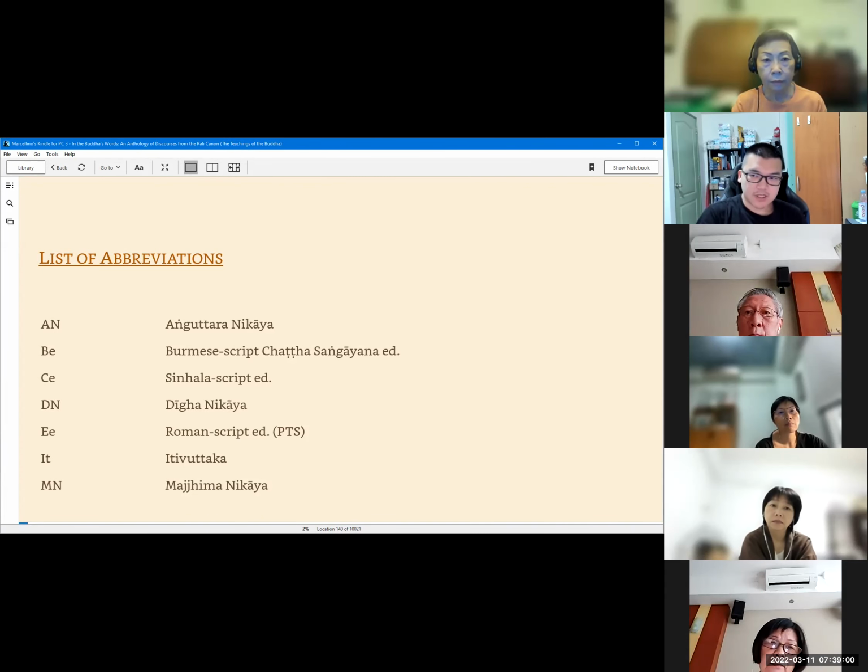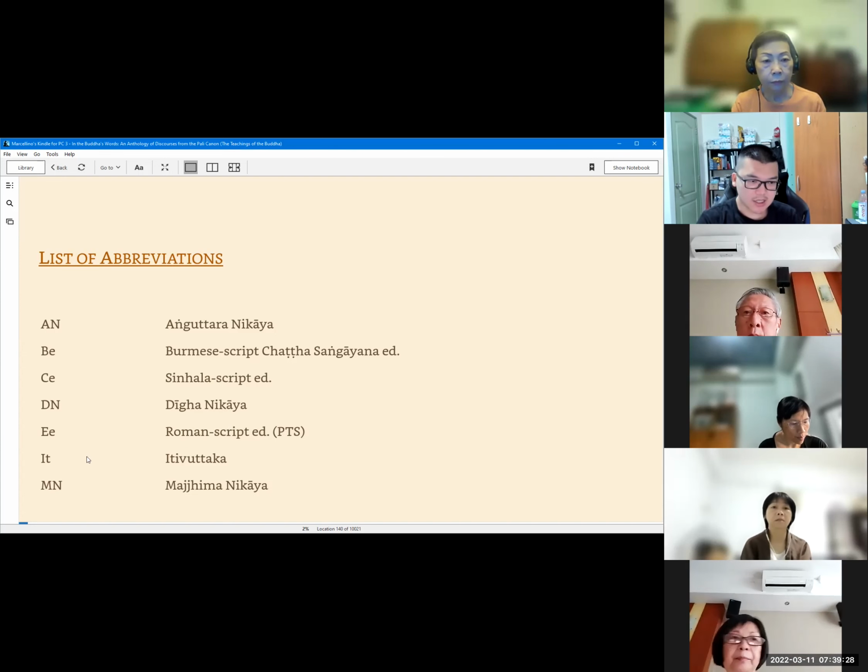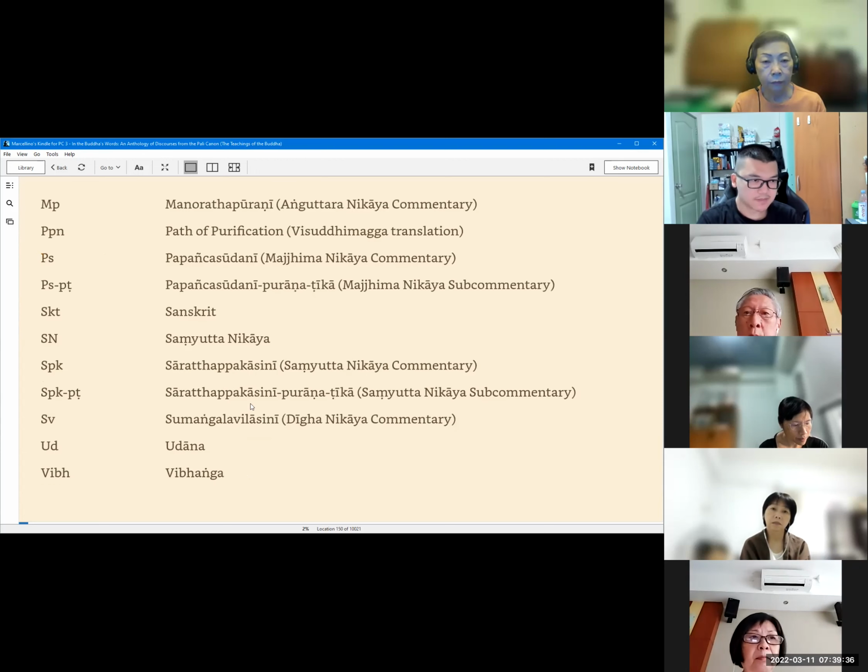Yesterday, we finished reading the preface. Now I will go through some of this section quickly, like the list of abbreviations, some of the important ones. AN, Anguttara Nikaya. BE is the Burmese script, Chattha Sangayana. CE is the Sinhala script. DN, Digha Nikaya. EE is Roman script, from PTS, which is the Pali Text Society. IT is Itivuttaka, which will be explained later in the general introduction. MN is Majjhima Nikaya.